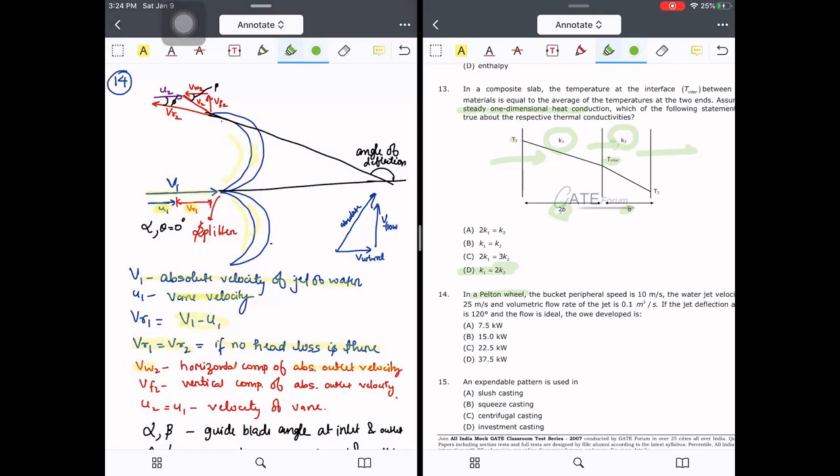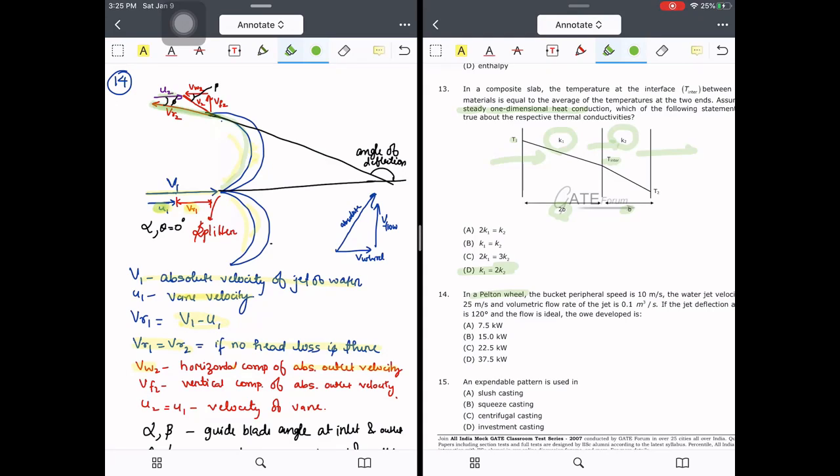Now, VW2 is the horizontal component of the absolute outlet velocity. Once the water splashes here, the water goes here. As I said, there is no change in the magnitude of relative velocity, because there is no head loss. So the relative velocity will be in this direction, the direction of the blade. Now we know that the blade is moving in the same direction, so u1 will be equal to u2.